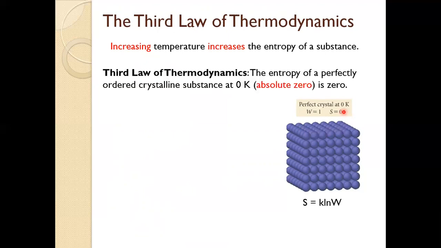The third law of thermodynamics then says that for that particular state, a perfect crystal at 0 Kelvin, there's only one microstate, only one way that can possibly happen. And if the number of microstates W is 1, because entropy equals Boltzmann's constant times the natural log of W, and the natural log of 1 is 0, as a result the third law of thermodynamics defines the entropy of that perfect crystal at 0 Kelvin as exactly 0.